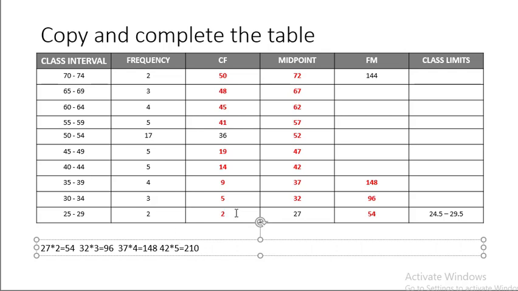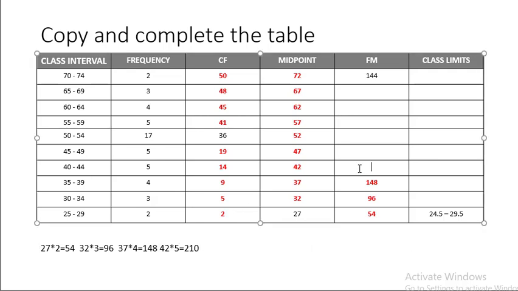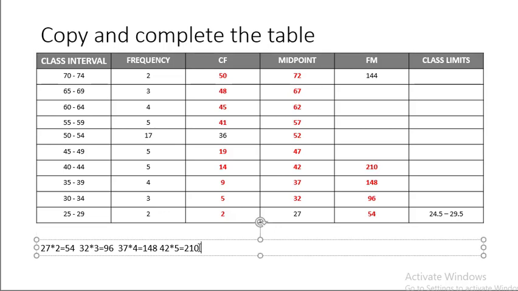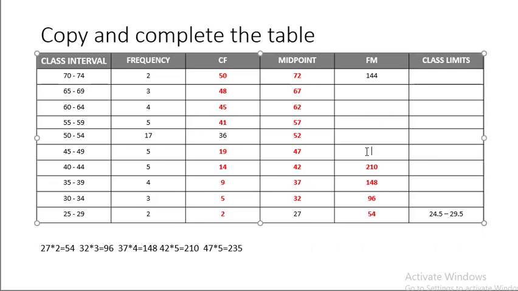210. So I put in here 210, right? So we continue. The next one is 47 times 5. 47 times 5 is equal to 235. So put it inside this box here.